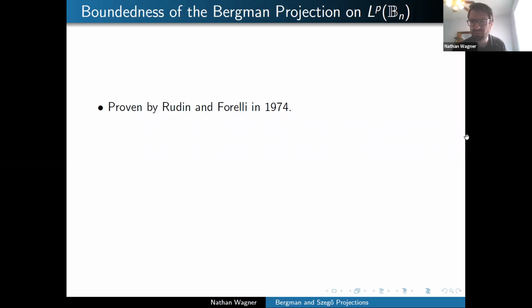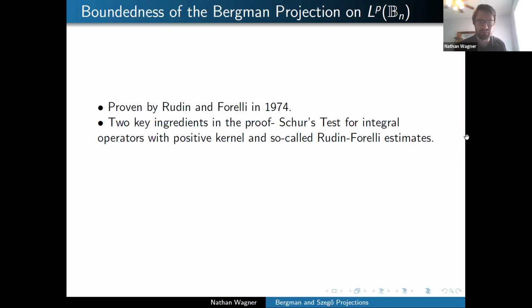I'm not sure if it was known before, but I think that this is the proof that everybody references. Two key ingredients in this proof are Schur's test for integral operators with positive kernel and what's referred to as the Rudin-Forelli estimates. I'm going to briefly talk about both of those without actually going through the whole proof.